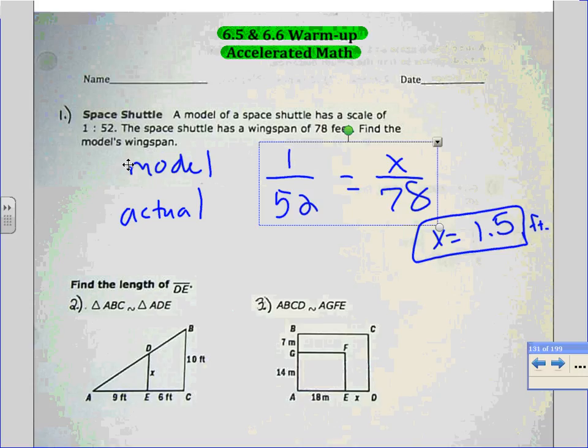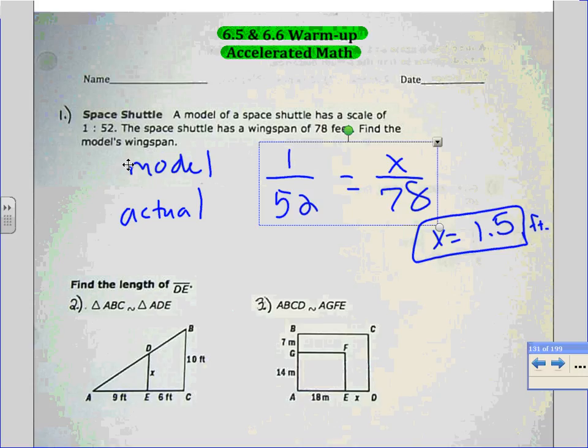78 over 52? No, you can't do that. You need to have an x in there somewhere. And that 1 and the x should correspond, the 52 and 78 should correspond some way. So just be careful with that.